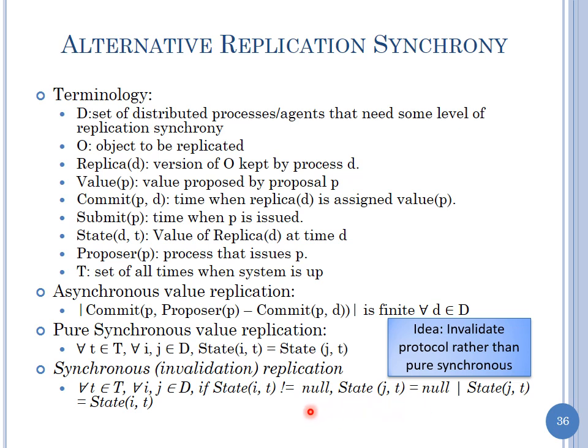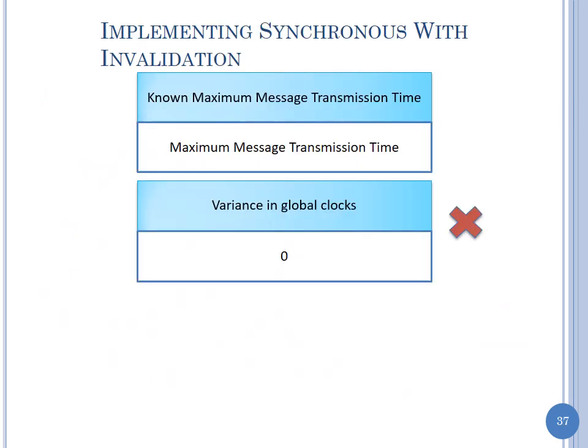Okay, so if state ij is not equal to null, which is invalid, then state jt is equal to null, or state jt is equal to state it at all times. Okay, that's what this is trying to say, what I said earlier. So now we go in.